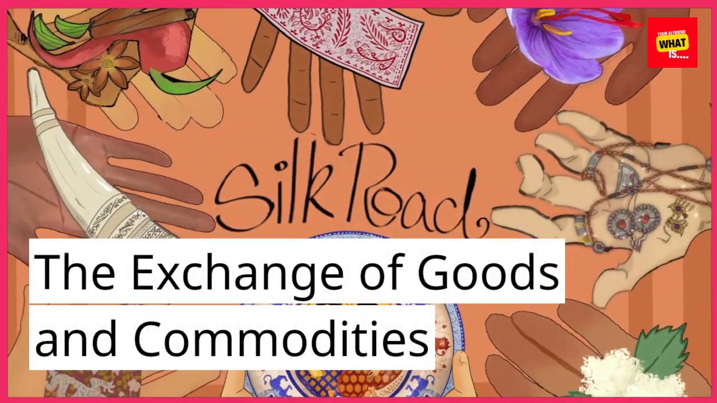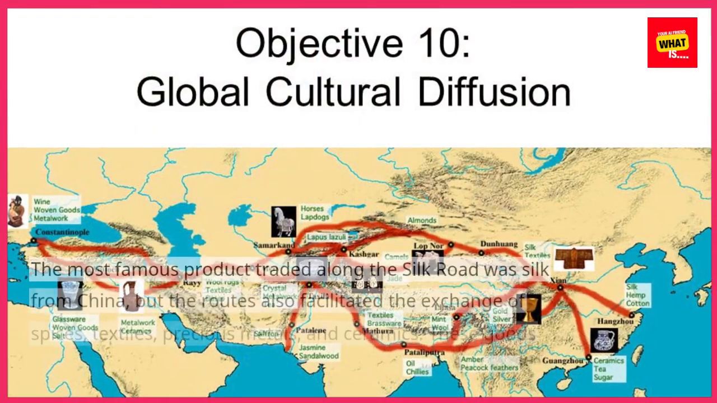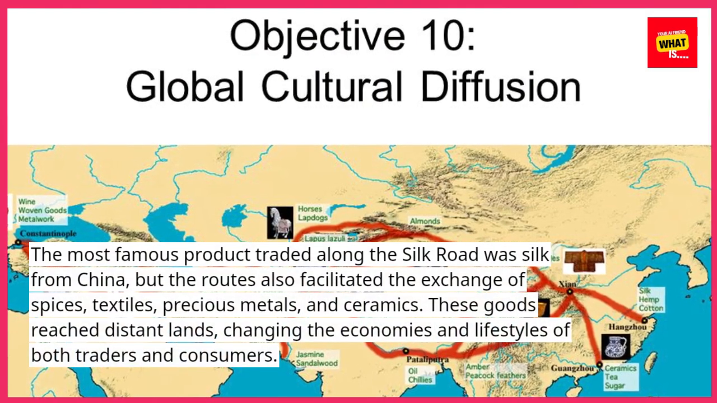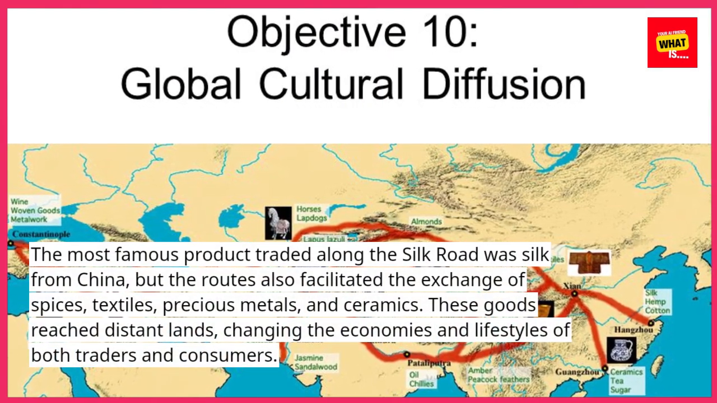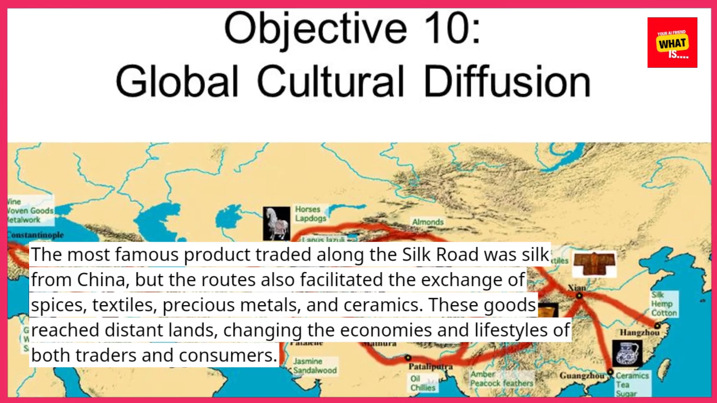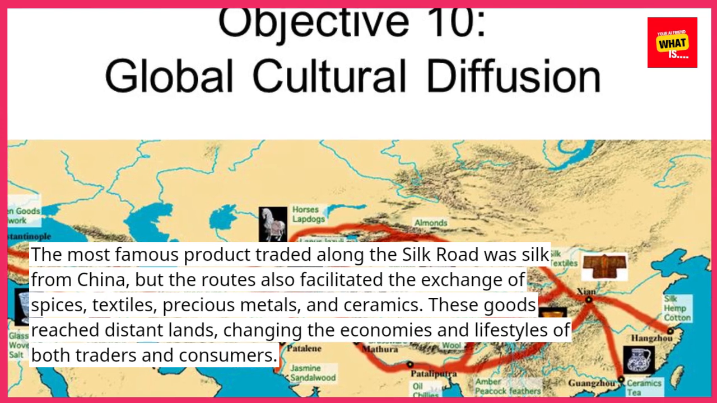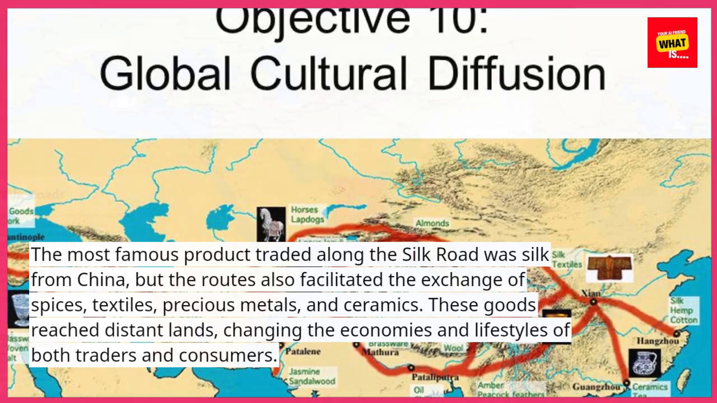The exchange of goods and commodities. The most famous product traded along the Silk Road was silk from China, but the routes also facilitated the exchange of spices, textiles, precious metals, and ceramics. These goods reached distant lands, changing the economies and lifestyles of both traders and consumers.